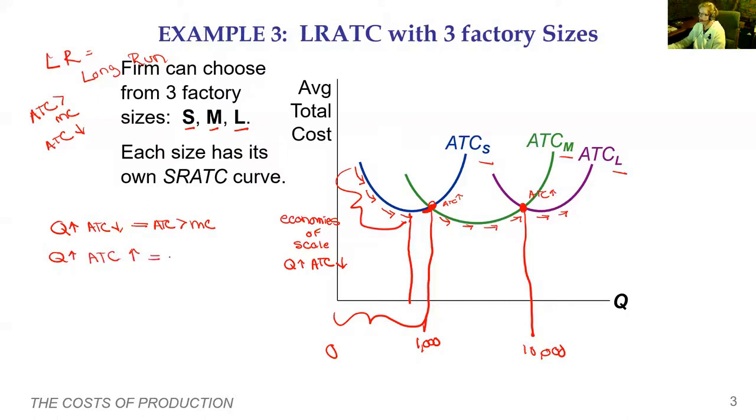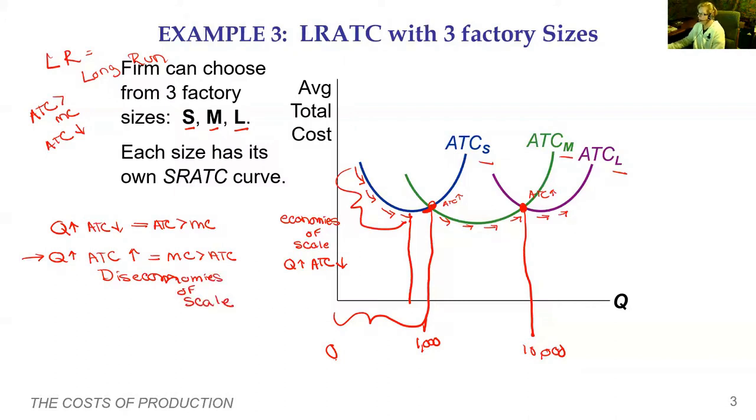So that means that if I stuck with this small factory size after 1,000 units, my marginal cost would be greater than my average total cost, causing my average total cost to increase. This phenomenon is called diseconomies of scale. Okay? That's not what we want to do.